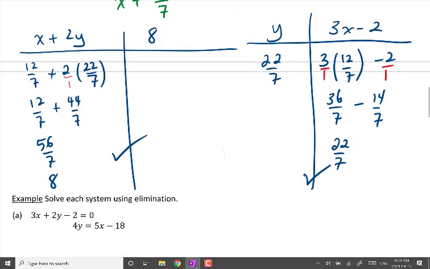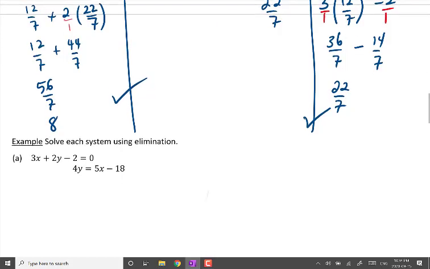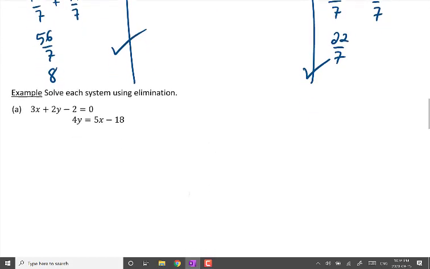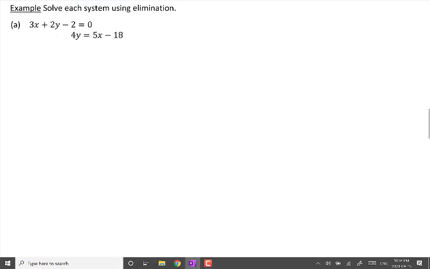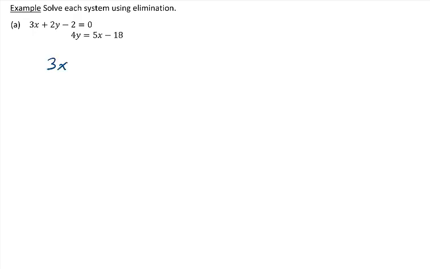All right, let's go on to the next example and practice this a few more times. Solve each using elimination. Let's go through all those steps again. First step, rewrite it as ax plus by equals c. Let's start with the first one. That's 3x plus 2y. I need to move the negative 2 over, so add 2 to both sides, so I get 2. And same as the one we had above, the 5x is on the wrong side, so I get negative 5x plus 4y equals negative 18. So these are equations A and B.